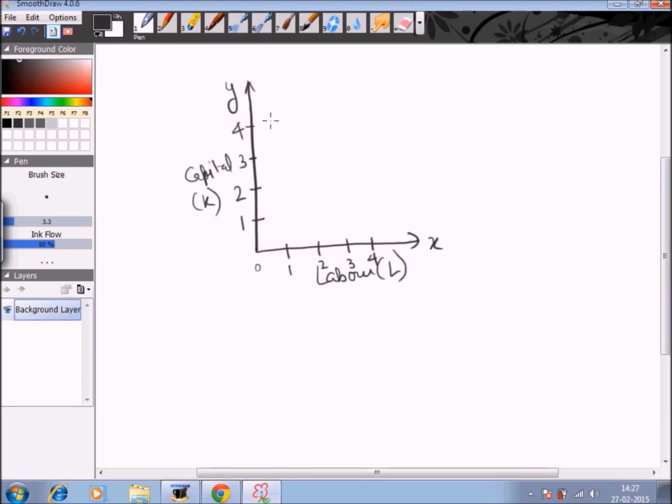So when I use 4 units of capital, I use 1 unit of labor, and the output produced by this combination is 100. Again, when I use 3 units of capital, I use 2 units of labor, and the output produced by this combination will be 100. Similarly, 2 units of capital and 3 units of labor, output is 100. 1 unit of capital and 4 units of labor, output will be 100. So if we combine these 4 points, we get a curve like this: A, B, C, and D.